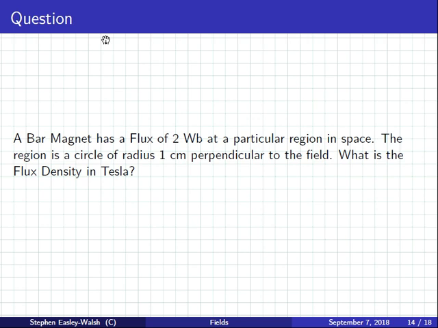Right. Here's our first example. A bar magnet has a flux of 2 Webers, and the region where the 2 Webers pass through is a circle of radius 1 centimetre. What is the flux density? Okay, so which formula are we using here? Which one? Yeah, it's flux over area. Do we know the flux? We do, 2 Webers. And how can we calculate the area? Pi r squared, yeah. Alright, so I think you can do this easy question for me. Can you give me the flux density, please?